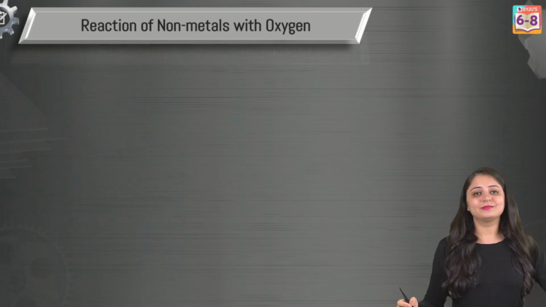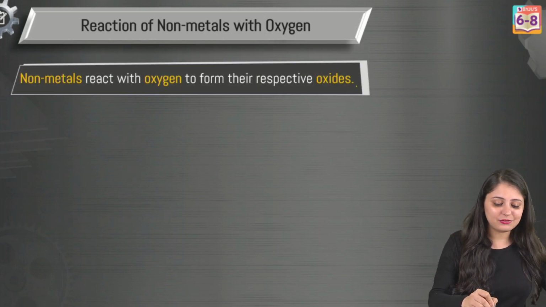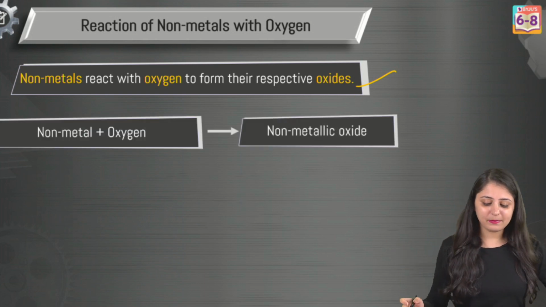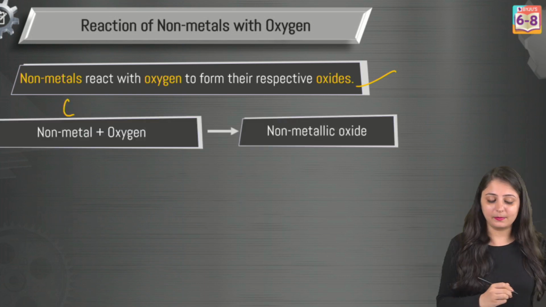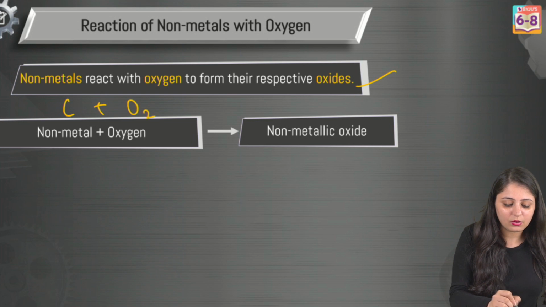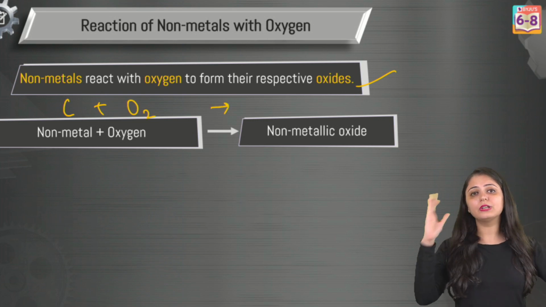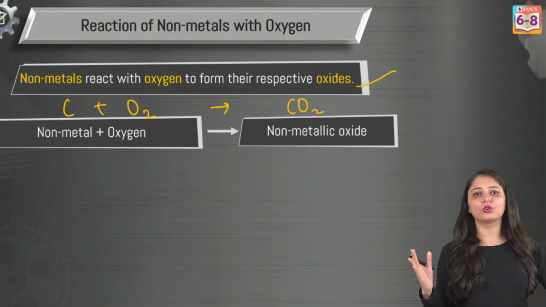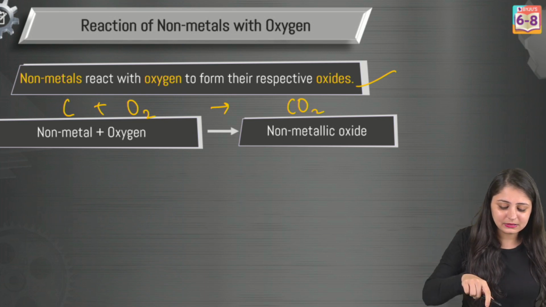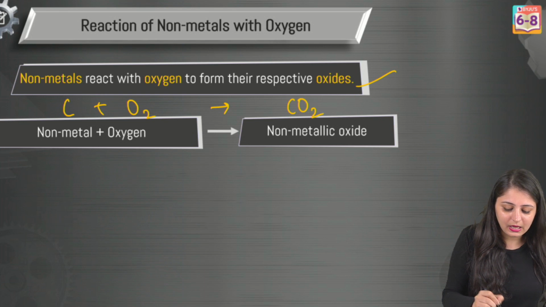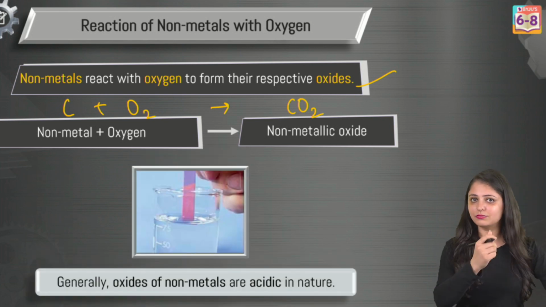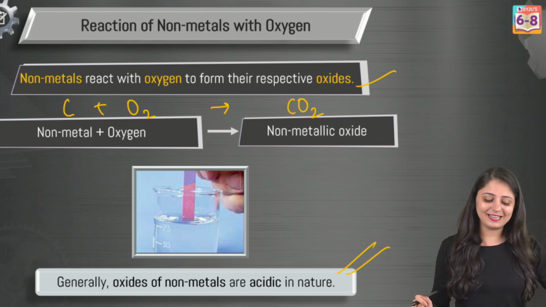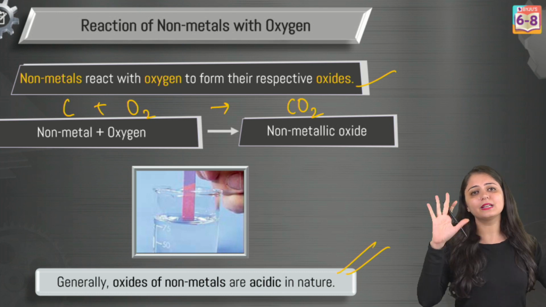So, over here, definitely we can say that non-metals react with oxygen to form the corresponding oxide. For example, we have the non-metal, say carbon, that's reacting with oxygen to give you the corresponding non-metallic oxide. What is this going to be? Well, this is no rocket science. It's going to be carbon dioxide. Now, we also just studied that oxides of non-metals are generally acidic in nature. So with the help of a litmus paper, we can easily figure that out.